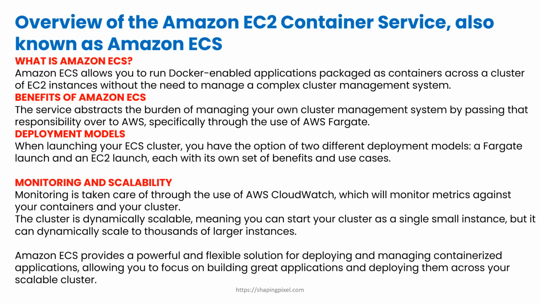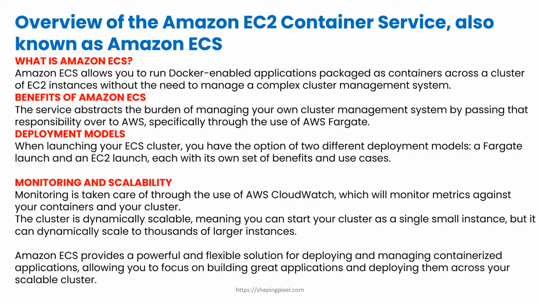Let's see an overview of the Amazon EC2 Container Service, also known as Amazon ECS. Amazon ECS allows you to run Docker-enabled applications packaged as containers across a cluster of EC2 instances without the need to manage a complex cluster management system. The service abstracts the burden of managing your own cluster management system by passing that responsibility over to AWS, especially through the use of AWS Fargate. When launching your ECS cluster, you have the option of two different deployment models, a Fargate launch and an EC2 launch, each with its own set of benefits and use cases.